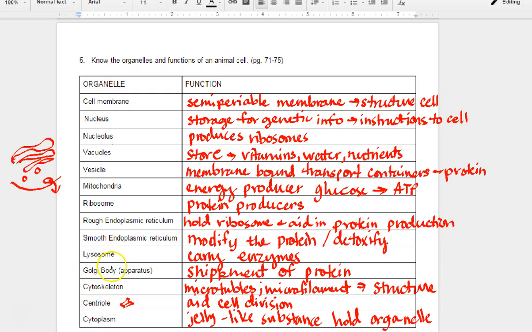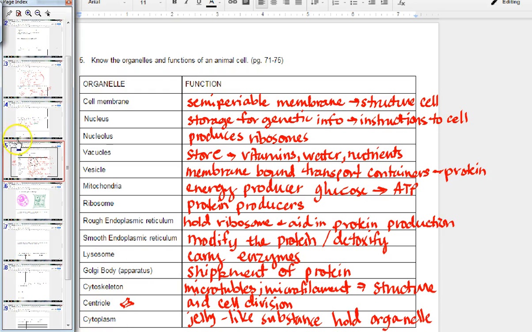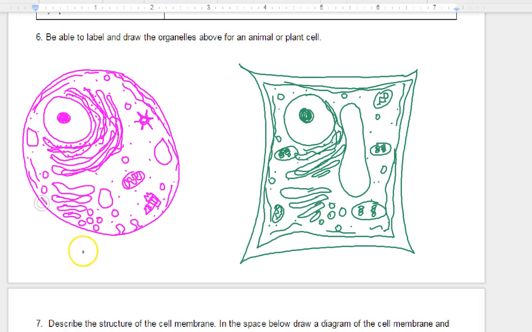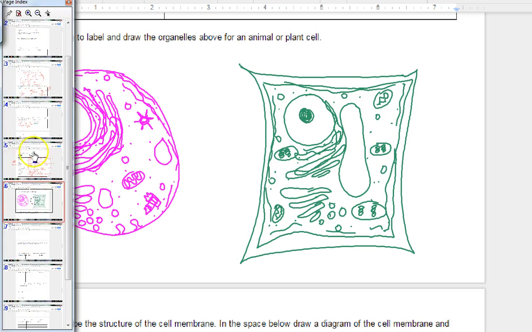Lysosomes not in the plant cell. Golgi, cytoskeleton. No centrioles. Cytoplasm. Okay. And then we have the large vacuole, cell wall, chloroplast. All right, we're good. So animal cell, plant cell, a lot similar, few differences. If you're able to draw it with me here, you should be able to label it on your test.